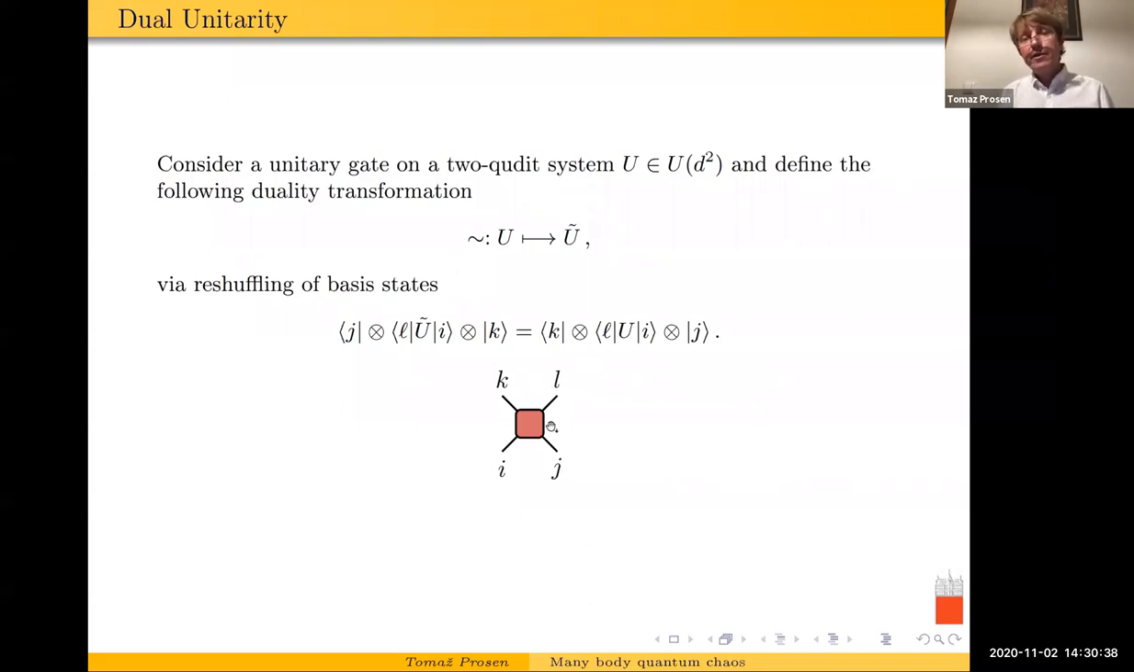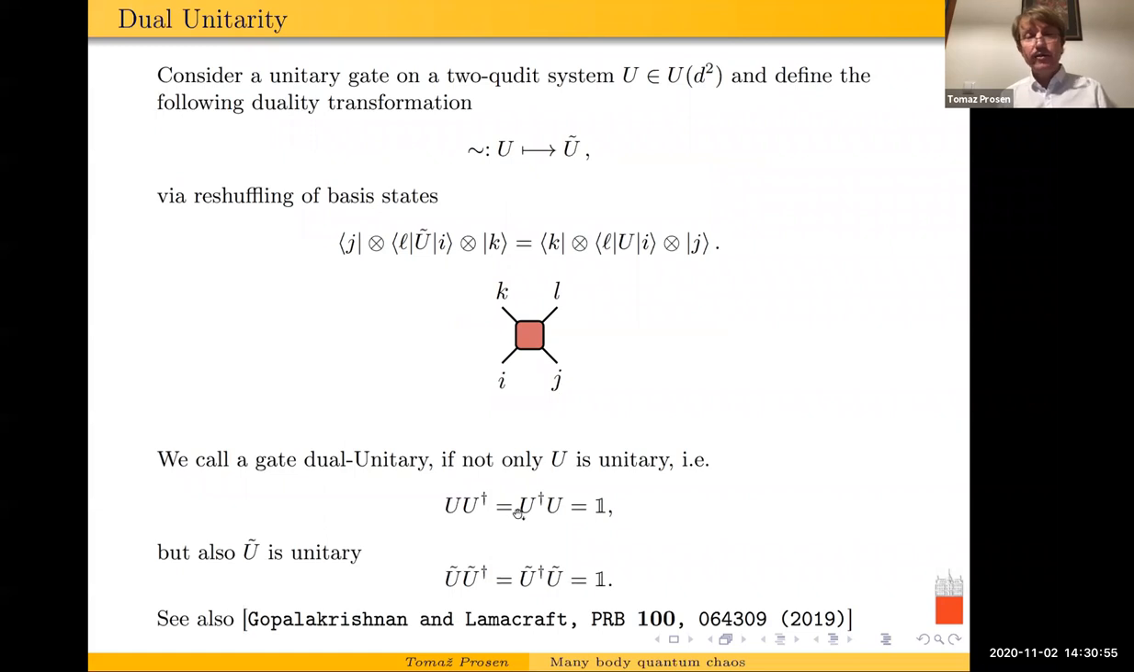Of course, the point is that there is no reason why this mapping should be unitary, right? But now the question is, under what conditions are both mappings, the vertical and the horizontal directions, unitary? Unitary matrices which satisfy this double unitary condition, we call dual unitary. The circuits which we build out of those, we call dual unitary circuits.